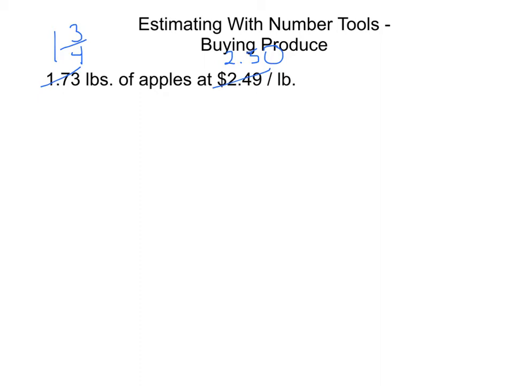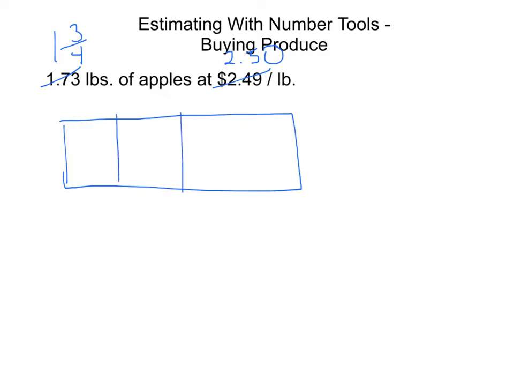So to start off, I know that because it says 1 3/4, I can use a fraction bar. I'm going to break it up into quarters. And now I have to take that $2.50 and break it up into 4 parts. Now because I'm doing this without a calculator, that's not all that easy to do unless I break it up piece by piece. So $2.50.